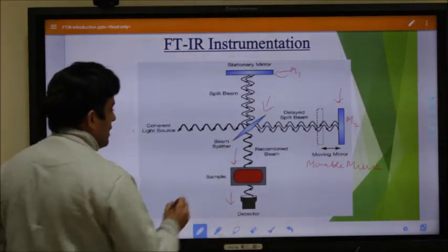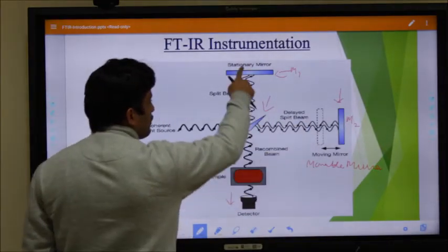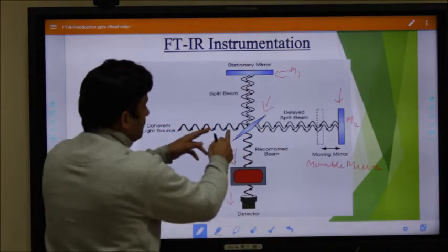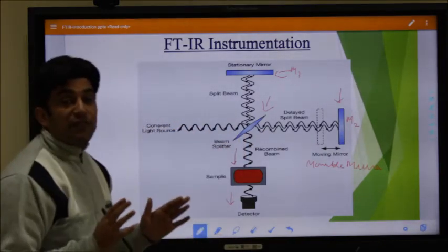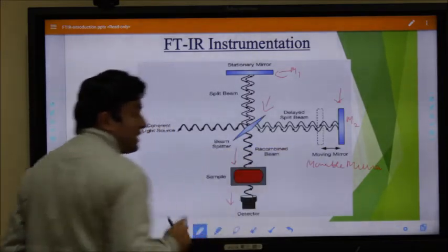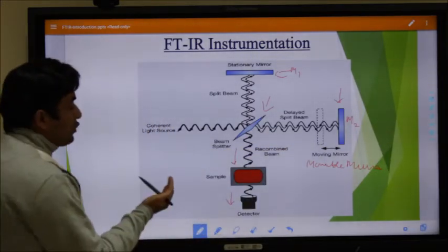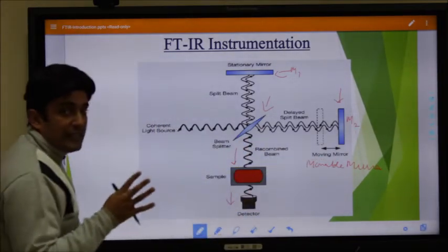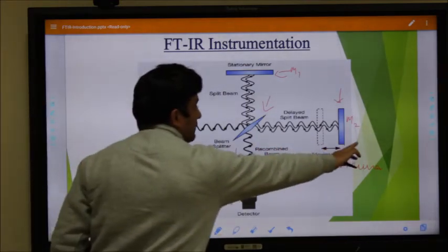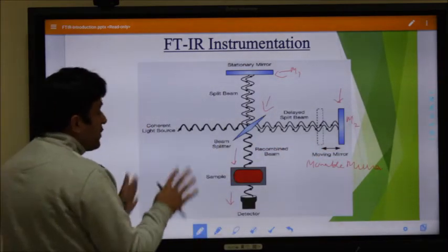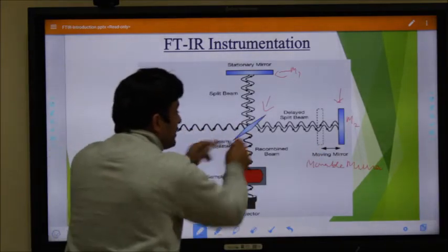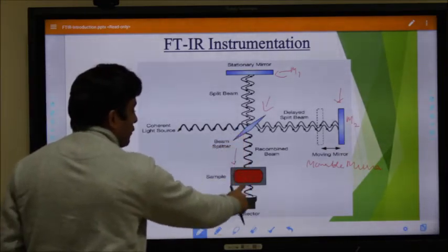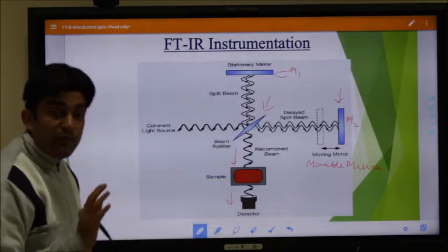What happened here? When these radiations came from these two mirrors, when both were fixed, their interferogram was a constructive interference. But in actual analysis, what happens? We need to understand that we will move this mirror just to get the data. What will happen when we move this mirror? Then here we will get destructive interference, and we will get the interferograms.